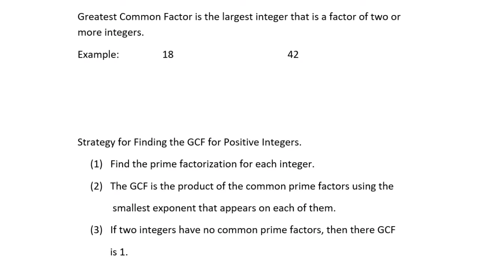All right, so next we're going to talk about greatest common factors. Common factors are factors that two numbers have in common, right? Or divisors that two numbers have in common. The greatest common factor is the largest integer that is a factor of two or more integers, okay? So for example, if we have 18 and 42, we want to find the largest factor that they have in common, right? So we want to think about all the factors of 18, all the factors of 42.